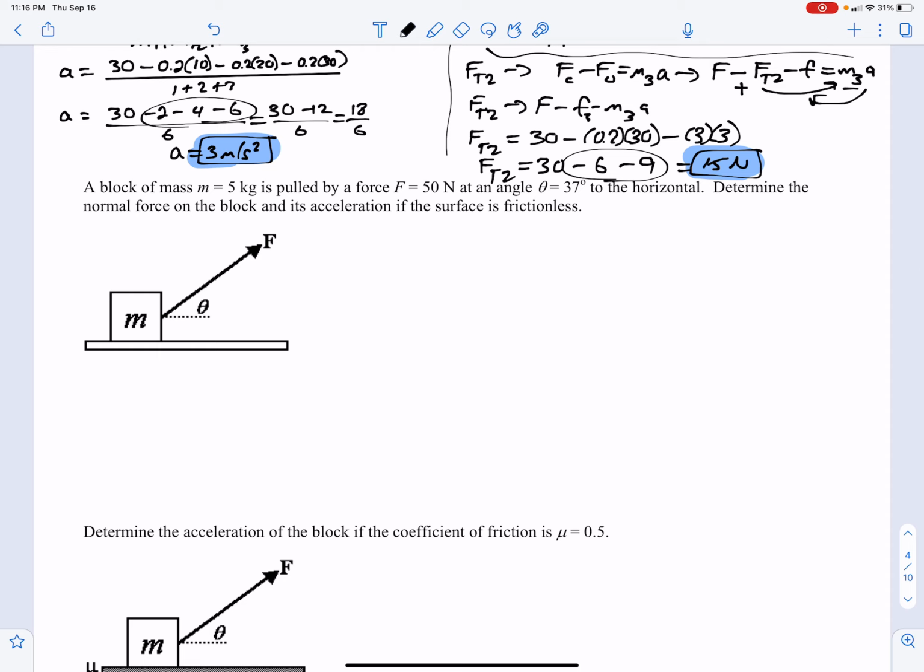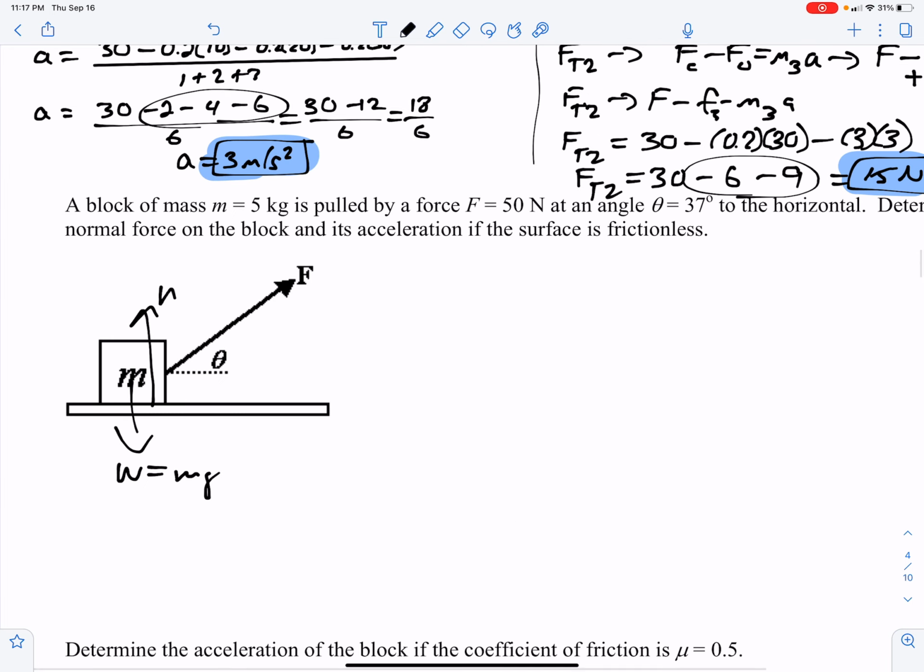A block of mass is pulled by a 50 Newton force at 37 degrees to the horizontal. Determine the normal force and the acceleration if the surface is frictionless. Well, we've got normal force up, weight equals mg going down, no friction to the left, and you've got the applied force going up and to the right. We need components of F. Since this is my angle, the adjacent component would be F cosine of theta. The opposite side would be F sine of theta.